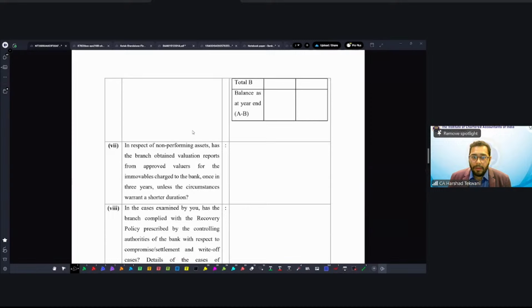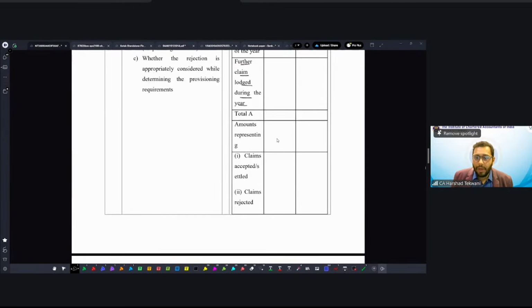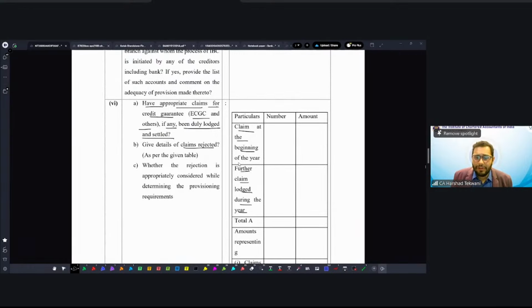If not, then we need to provide the reason, what was the reason why they have not been lodged and why there is a delay in invoking the credit guarantee. So we need to provide the claims at the beginning, further claims lodged during the year, then claims accepted, claims rejected, and balance at the end of year. If there are any claims rejected, the rejection must be appropriately considered in determining the provision requirement.